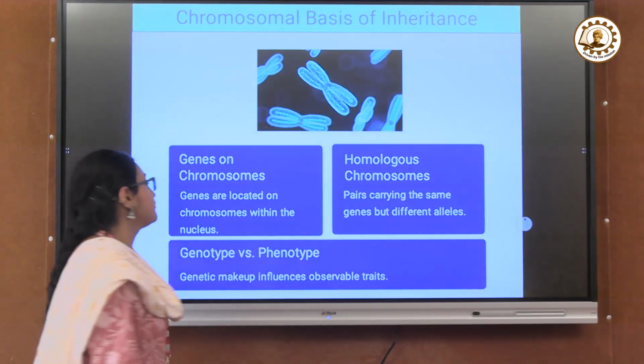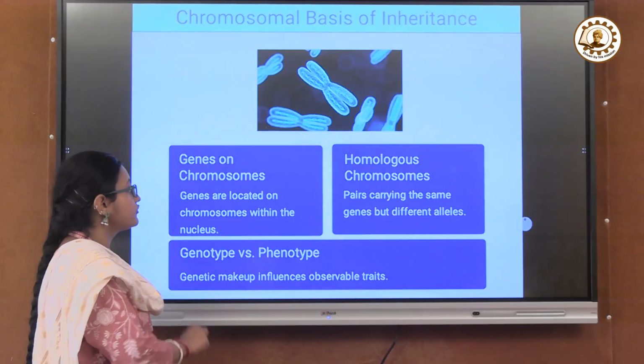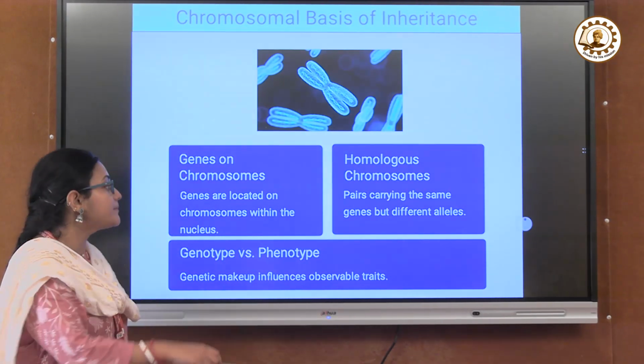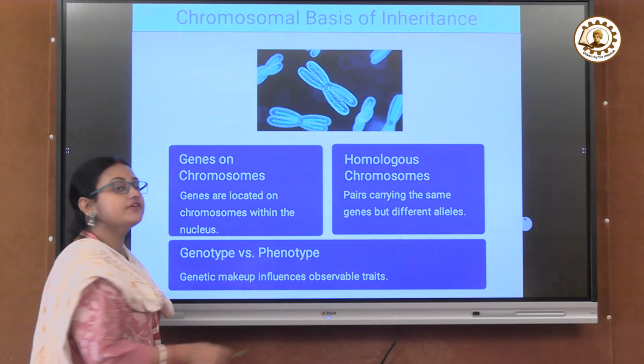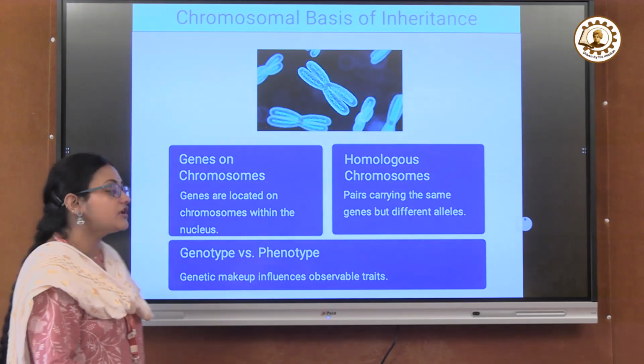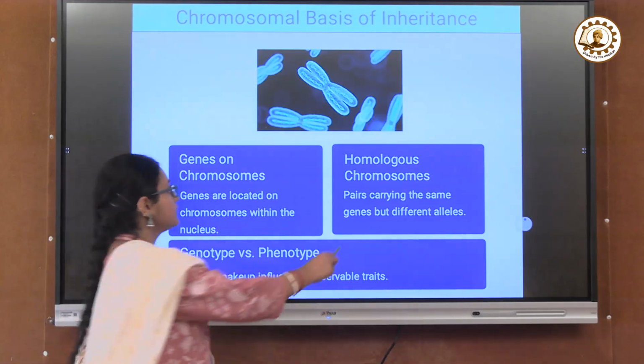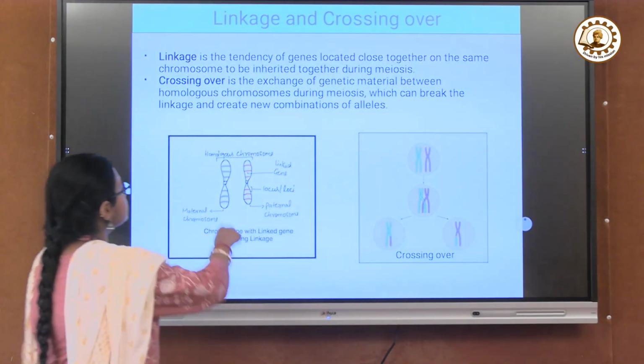So, genes on chromosomes. Genes are located on the chromosomes, and homologous chromosomes are the pairs carrying the same genes but different alleles. Genotype versus phenotype we already talked about. Genotype is what is present in the gene, and phenotype is what we can observe. So these are the chromosomes.